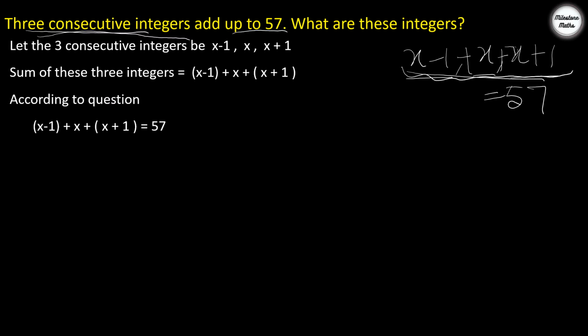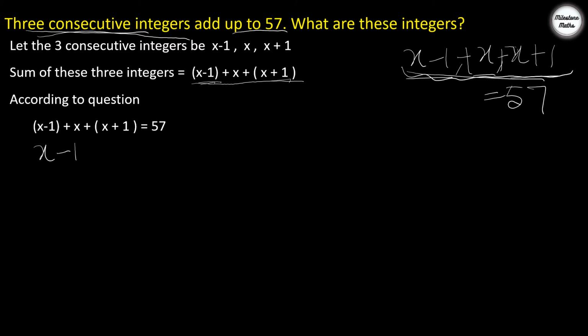So now let us see. Let the three consecutive integers be x minus 1, x, x plus 1. And the sum of three integers means we are adding these three integers. Make sure you put them in brackets first. Now according to the question, when you write x plus 1, x and x minus 1, the sum is 57.